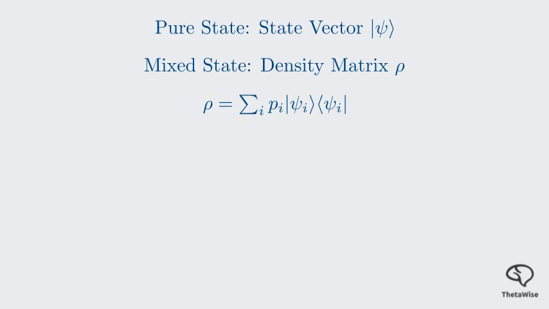It allows us to calculate the average value of any physical quantity, like energy or momentum, for a mixed state. The average value, or expectation value of an observable A, is given by the trace of the product of the density matrix and the operator A. The trace of a matrix is simply the sum of its diagonal elements. So, to recap, we use state vectors for pure states, but for the mixed states common in thermodynamics, we use the density matrix, rho, which is a statistical description of the system.